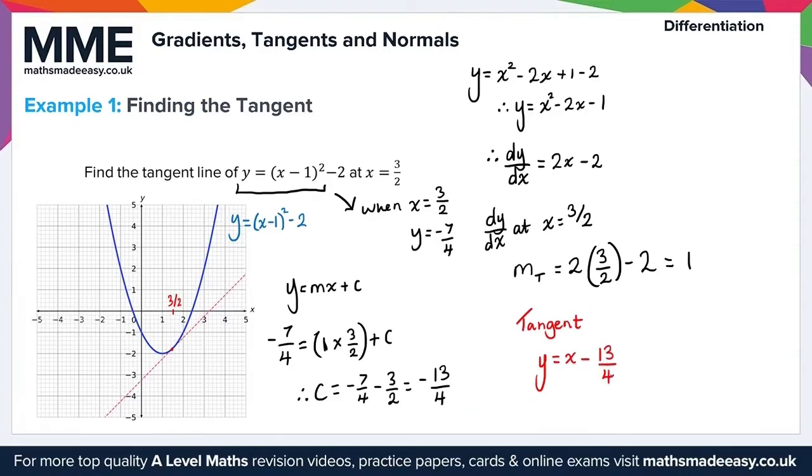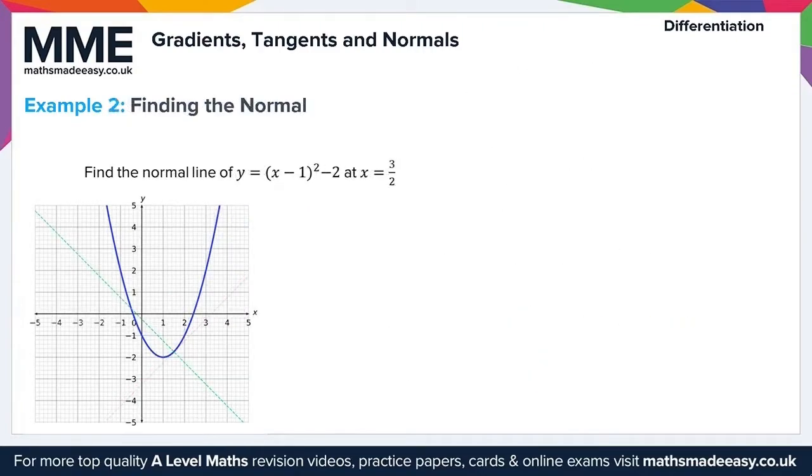And therefore, that gives us our tangent. So the tangent is given by the following equation, by this equation, y equals x minus 13/4. Giving us the solution to example 1 there. Example 2 here on gradients, tangents and normals is taking a look at finding the normal now.